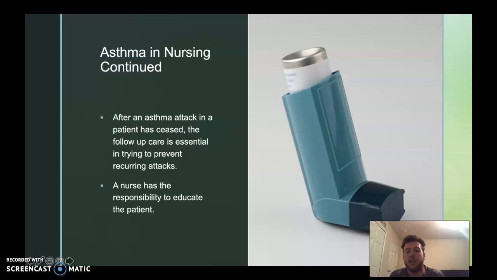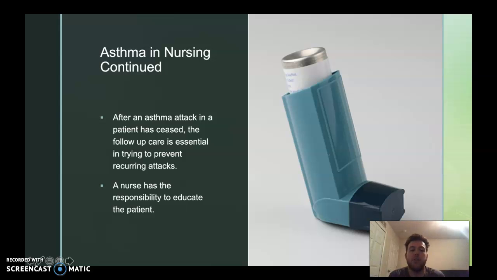A nurse is also going to go over prescribed medications with a patient, make sure they know how to take the medication, make sure they're taking the medication properly. These rescue inhalers have an expiration date, so you want to make sure the patient's inhalers aren't expired, because this could reduce the effectiveness of the medication.